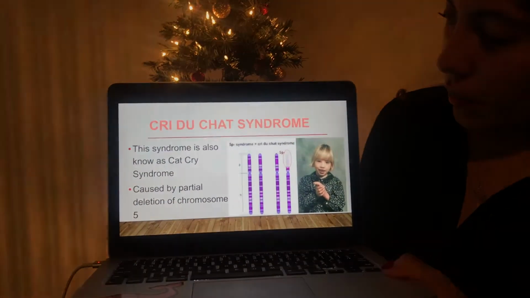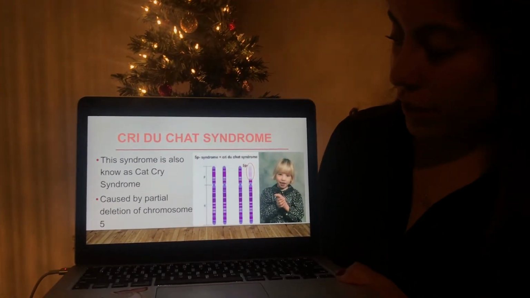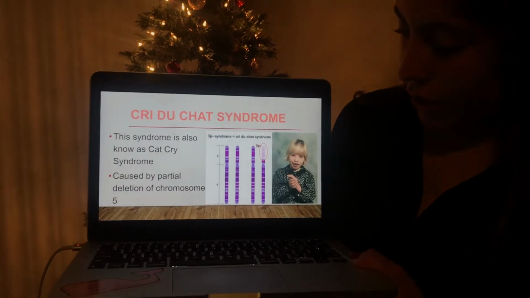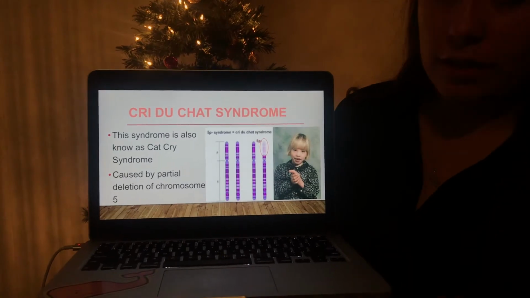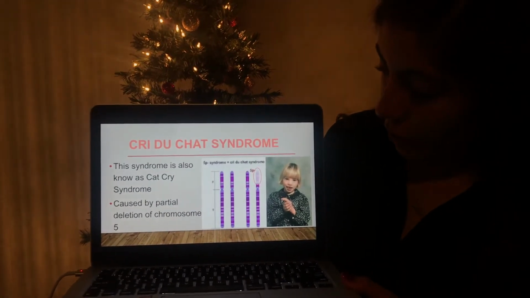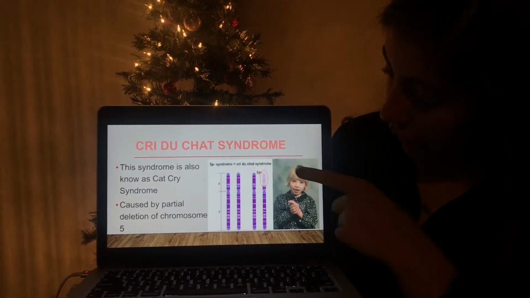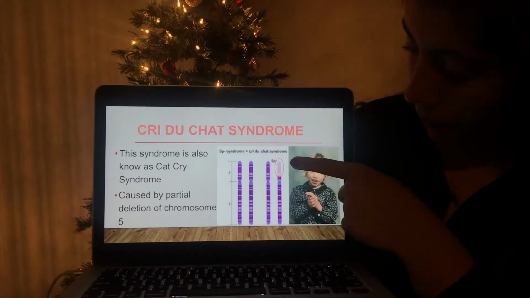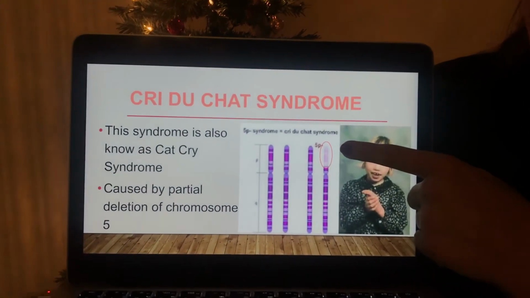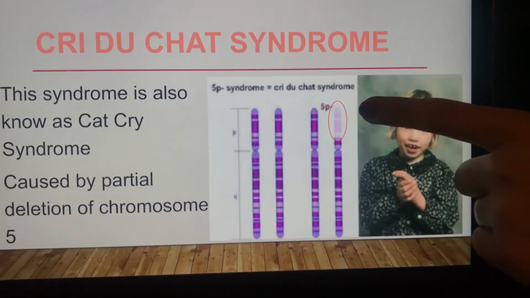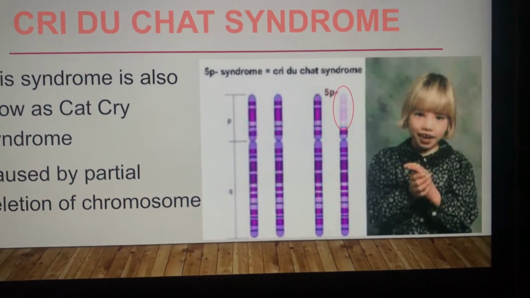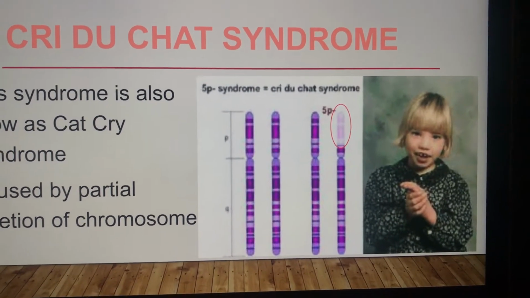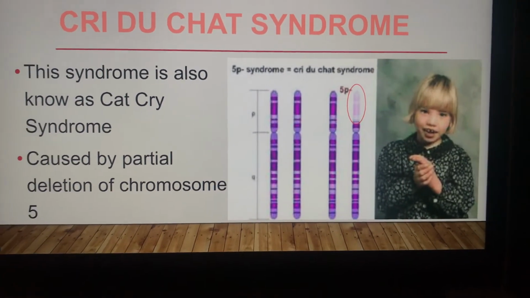Cri-du-chat syndrome is an example of a hereditary mutation, and it basically occurs during the time that the egg is being fertilized. This syndrome is caused by a deletion of chromosome number 5, and as you can see here circled in red, that part of the chromosome is deleted, which causes, obviously, information that is necessary for any human being to have normal characteristics to be deleted.